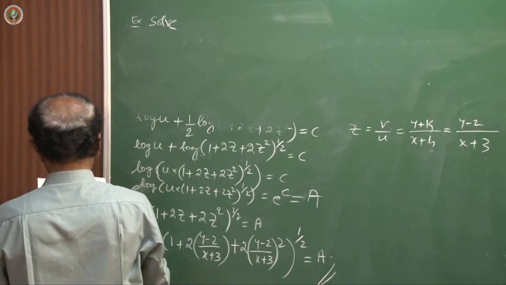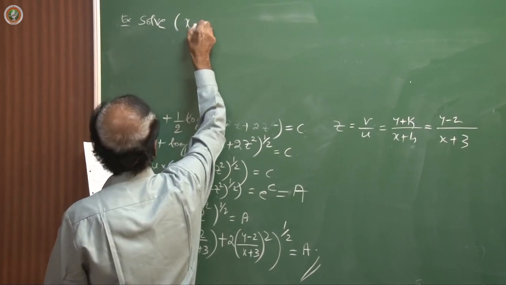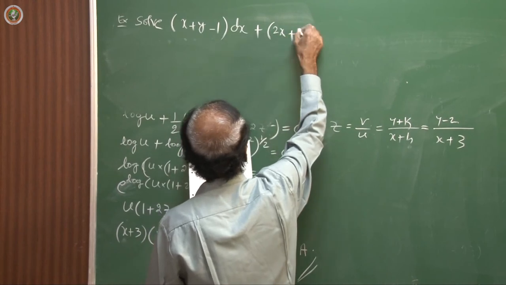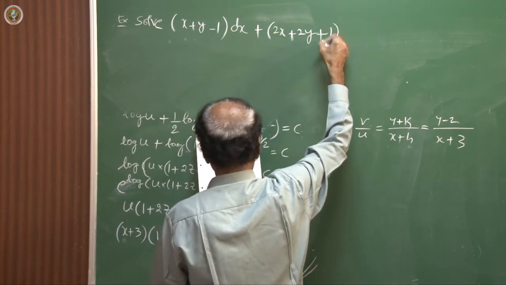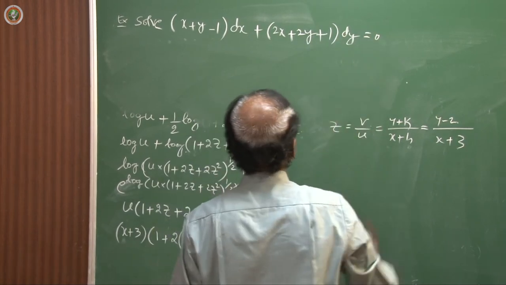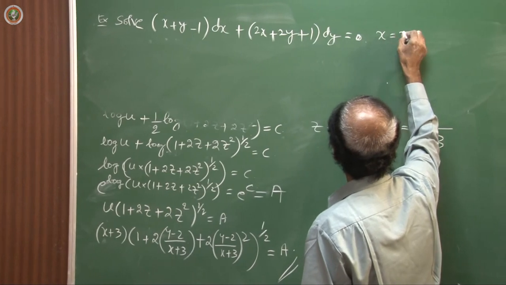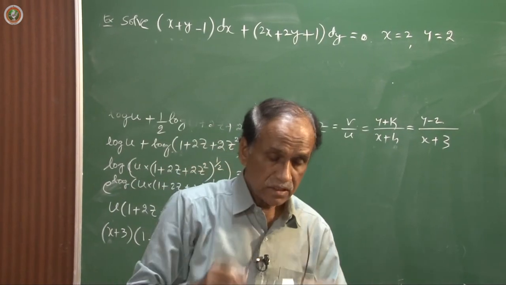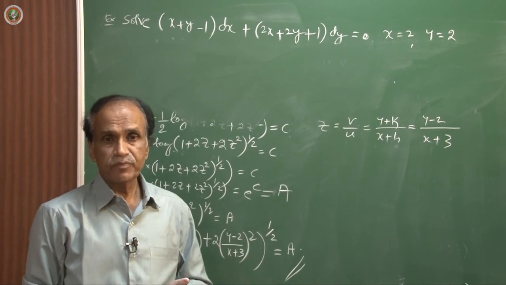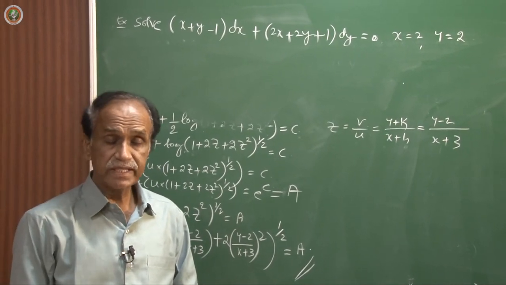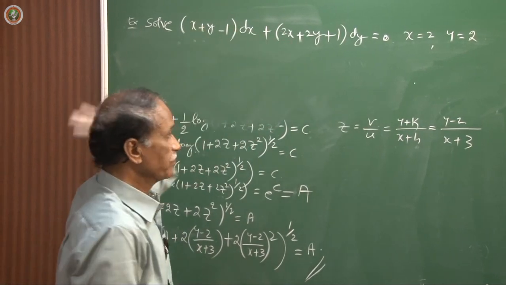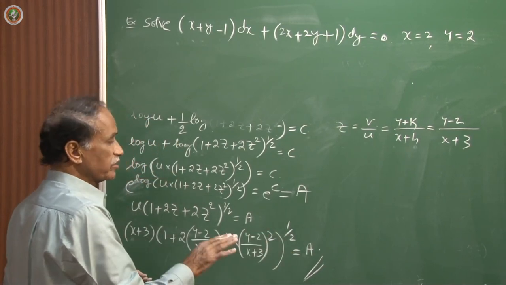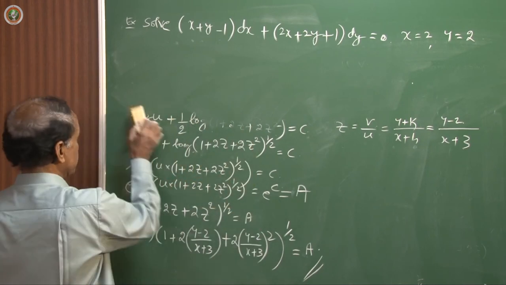Solve (x plus y minus 1) dx plus (2x plus 2y plus 1) dy equal to 0. Here it is given x equal to 2 and y is equal to 2. Here a condition is given. All that you are expecting is to write the value of the arbitrary constant in terms of a particular value. That condition will help us. How we have to proceed after writing this constant, so that the final answer is not left in terms of the arbitrary constant, let us see how this step behaves with us.